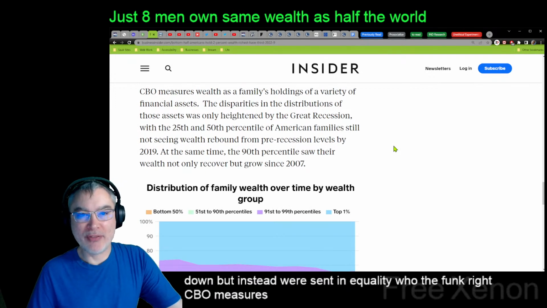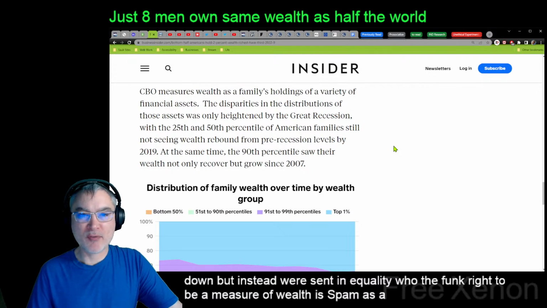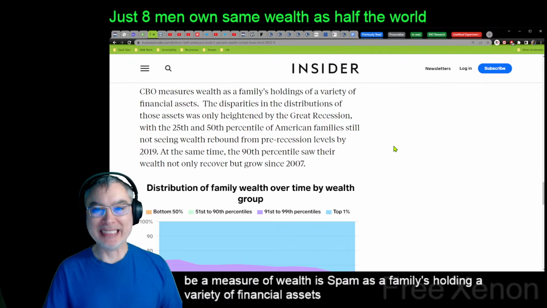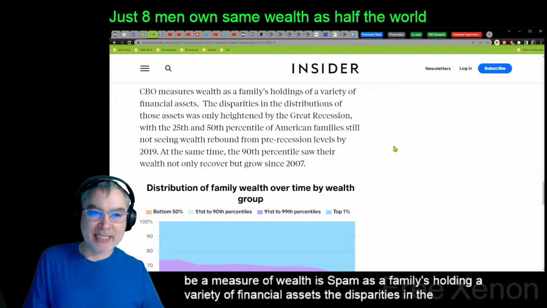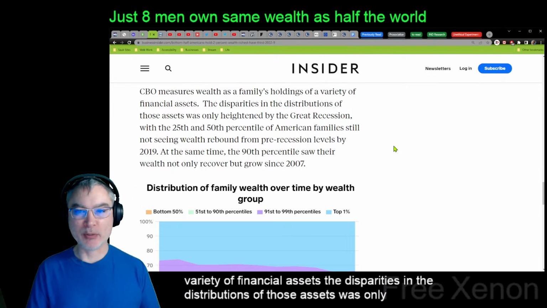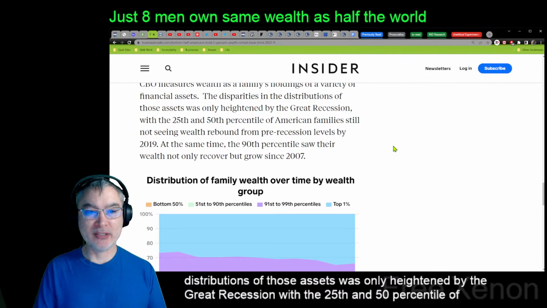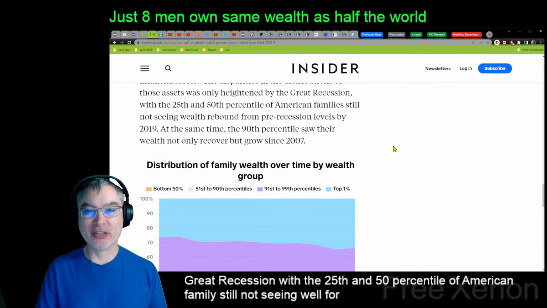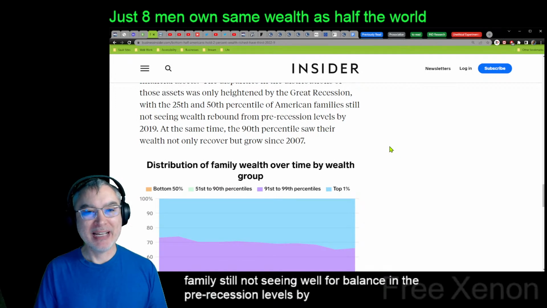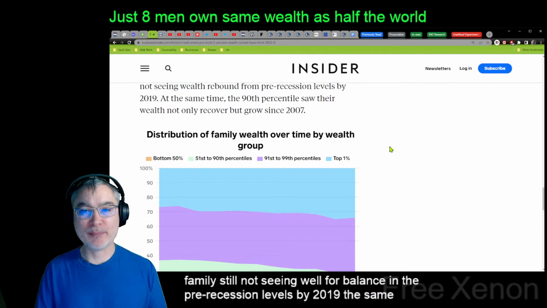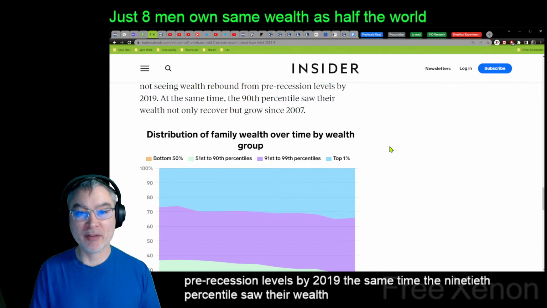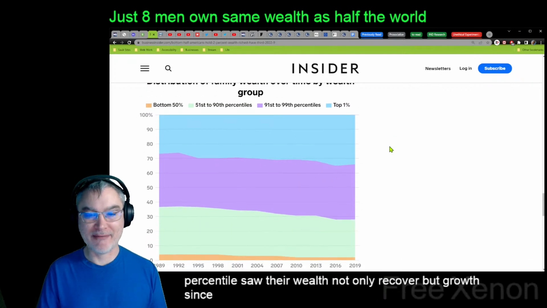CBO measures wealth as a family's holding of a variety of financial assets. The disparities in the distributions of those assets was only heightened by the Great Recession, with the 25th and 50th percentile of American families still not seeing wealth rebound from the pre-recession levels by 2019. At the same time, the 90th percentile saw their wealth not only recover, but grow since 2007.